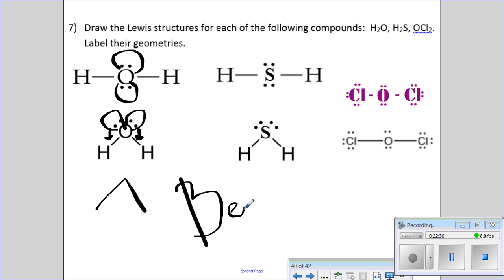Same thing for the hydrogen sulfide, the H2S. It's bent, and same thing for the OCl2. It's bent as well. So its bent structure looks like this. And I'm not going to draw all the little chlorine valence electrons, but, well, I will. Each of them will have 8 valence electrons. Okay, so they all have a bent structure.